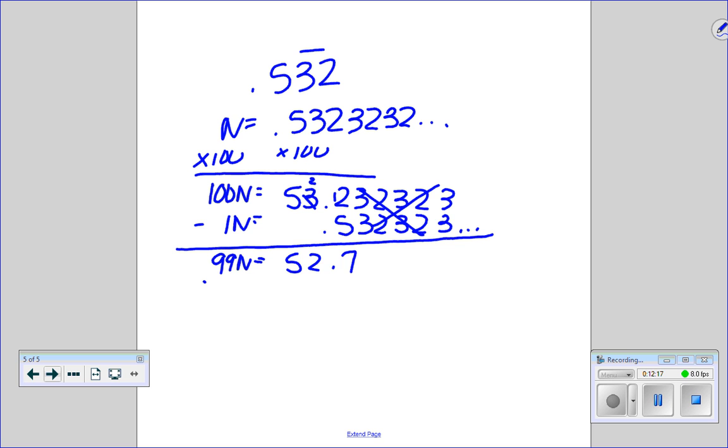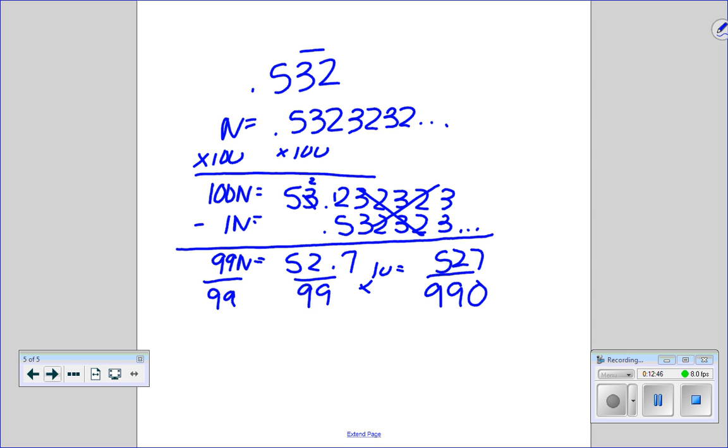But now I still only need to multiply by 10 to get it out one space. And if I do that, top and bottom, I get 527 over 990. And then I don't even know if that's reducible. Honestly, it's not. No, it's not reducible.